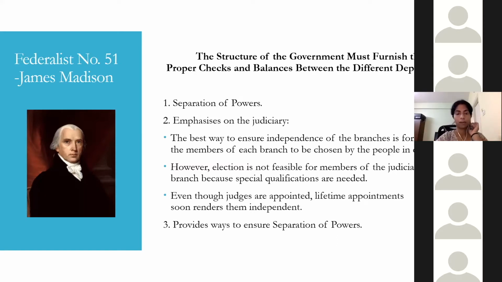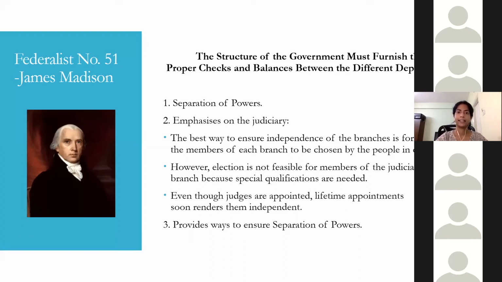He also says that each department should have a will of its own, and it should be constituted in a way that each member will have as little agency as possible in the appointment of members of the other departments. He also says that security against a gradual concentration of several powers is important. So he says that you need to provide each department with their own constitutional means and personal motives to resist encroachment from other departments. And he talks about human nature and how it's important to almost pit one department, or the people in one department's ambition, against the ambition of the people in another department.